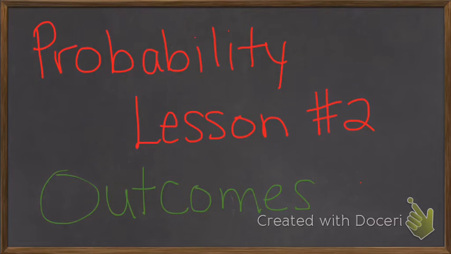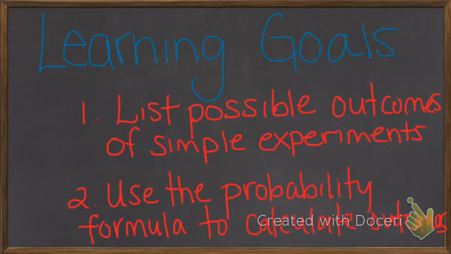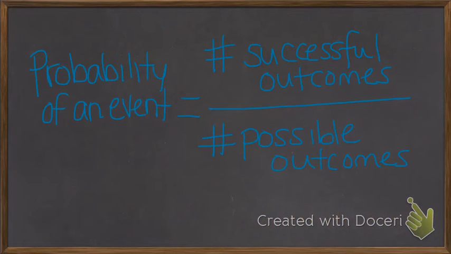So this is lesson number 2 in our video series for probability. And today we're going to talk about outcomes. The learning goals today are that we're going to expect you to be able to list possible outcomes from simple experiments, and we're going to give you some examples today. In addition to listing those outcomes, you're going to be expected to use the probability formula in order to calculate the outcomes. This is math class, so we are going to expect you to be doing some calculations also, okay? So first, Mrs. Terrio is going to talk to you about probability calculations.